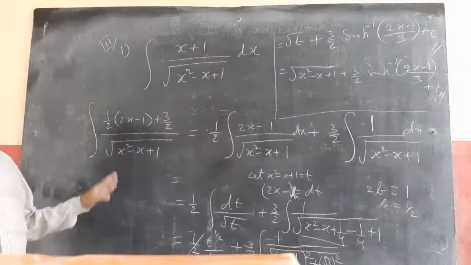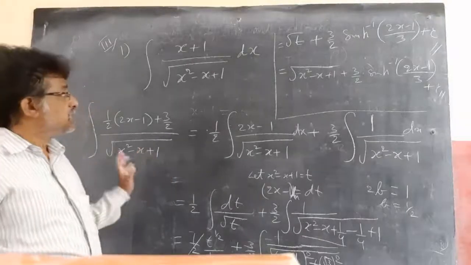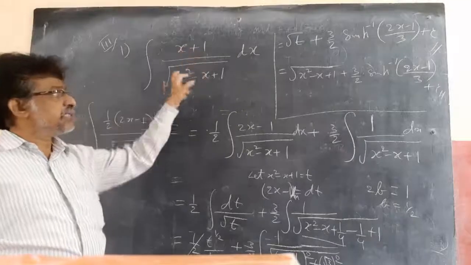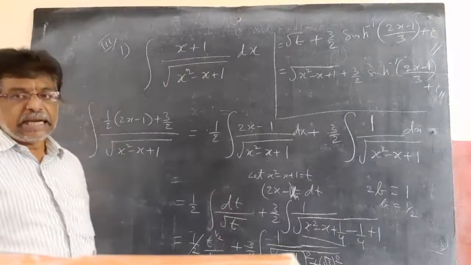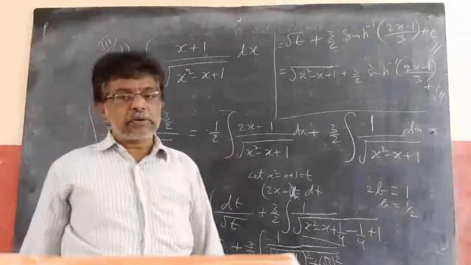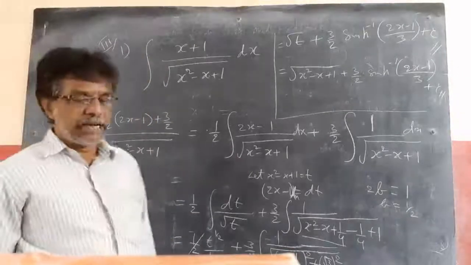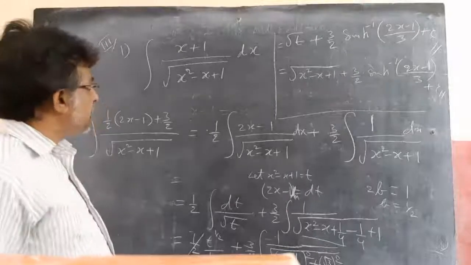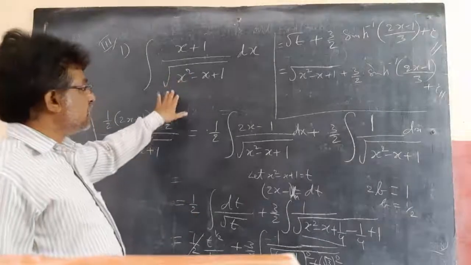This is the second method, for 7 marks. I am repeating again. First take the linear over quadratic form: px plus q by root of x square plus bx plus c, or px plus q into root of x square plus bx plus c, or px plus q by x square plus bx plus c. Out of the three methods, you should do only one method.